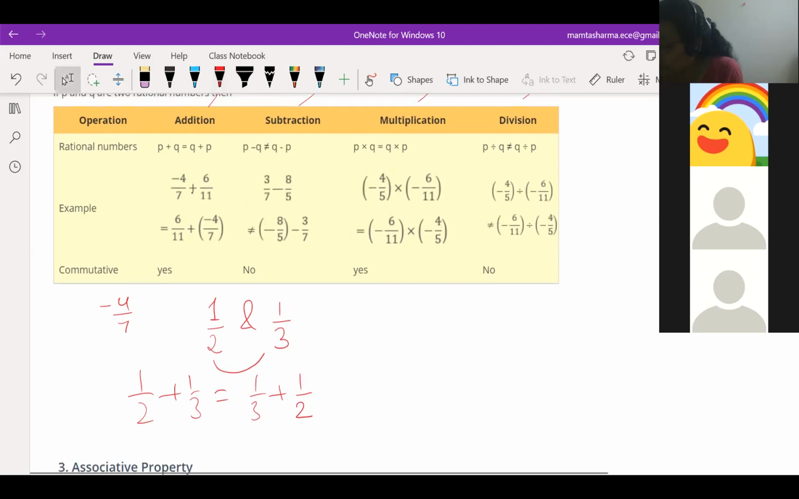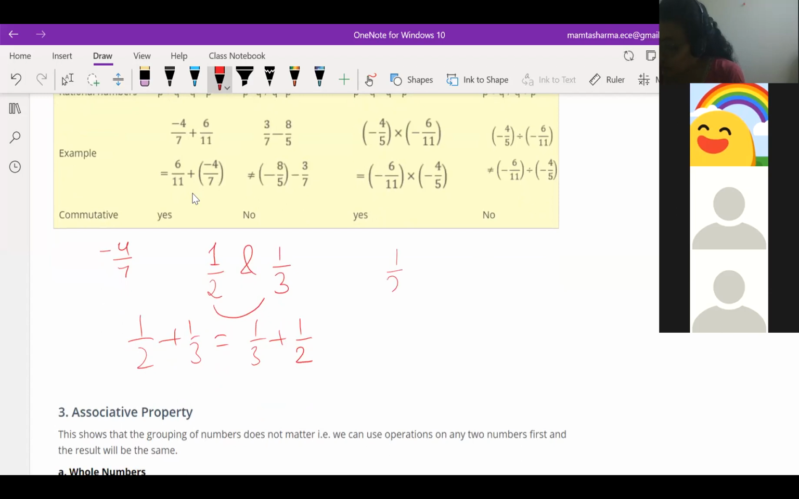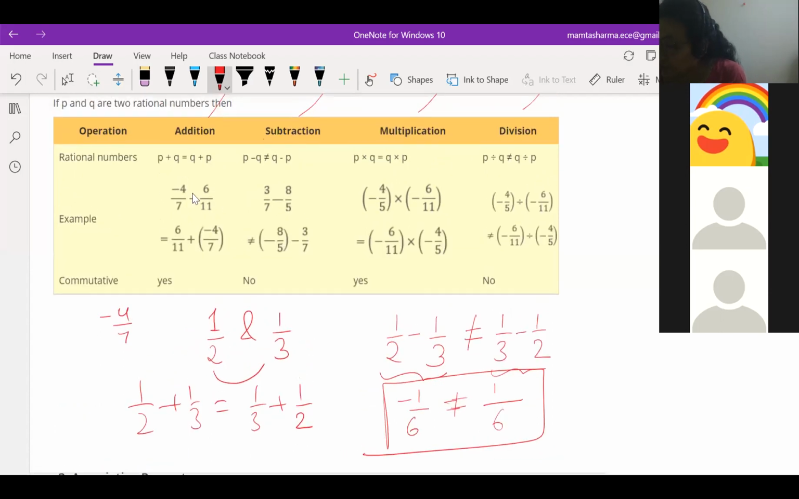Okay. Now check it for subtraction. No, ma'am, it can't be done for subtraction, because if I subtract 1 by 2 minus 1 by 3, it would not be the same as 1 by 3 minus 1 by 2. If I solve it, I will get 1 by 6 in one case and minus 1 by 6 in the other. Are they equal? No, ma'am. So we can say for subtraction, the commutative property will not be satisfied. Now check for multiplication.